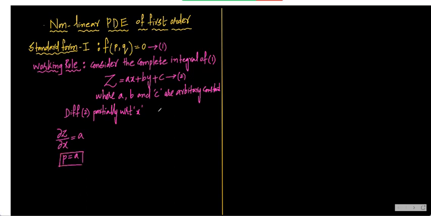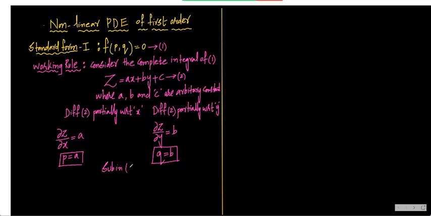Similarly, if I'm differentiating the same equation number 2 partially with respect to y, now what's your answer? Dou z by dou y equals b only. But already we know that dou z by dou y value is q. So we got the p value and the q value. So these two values we have to substitute in equation number 1.